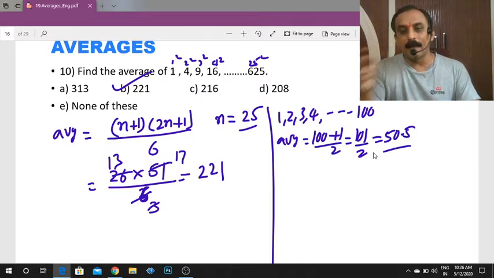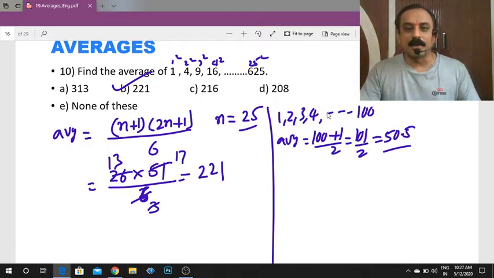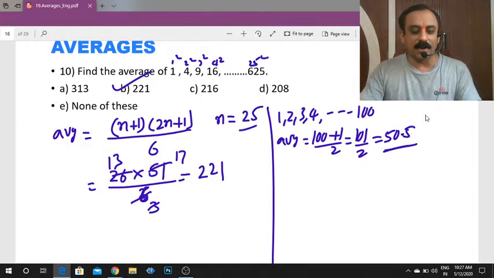This is with the formula. And one more formula is there. It is in arithmetic progression. What is the average of an arithmetic progression? First number plus last number by 2. So the first number is 1, the last number is 100, 1 plus 100, 101. 101 by 2, again you will get the same answer, 50.5.